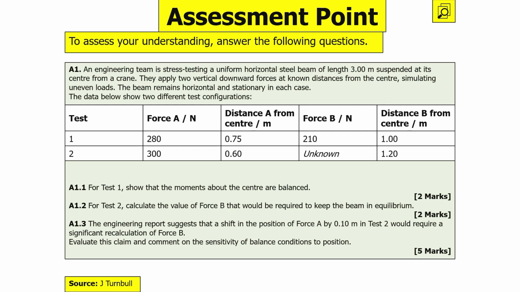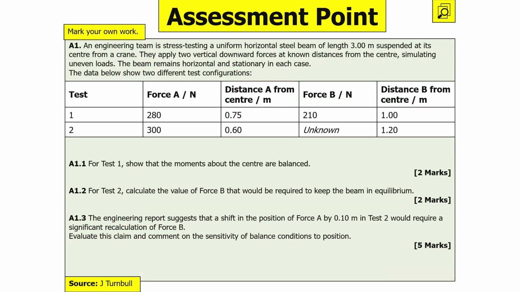For test 1, show that the moments about the center are balanced. For test 2, calculate the value of force B that we require to keep the beam in equilibrium. Then the engineering report suggests that a shift in the position of force A by 0.10 meters in test 2 would require significant recalculation of force B. Evaluate this claim and comment on the sensitivity of the balance conditions to position. So pause the video now, then unpause the video when you want to go through your answer.